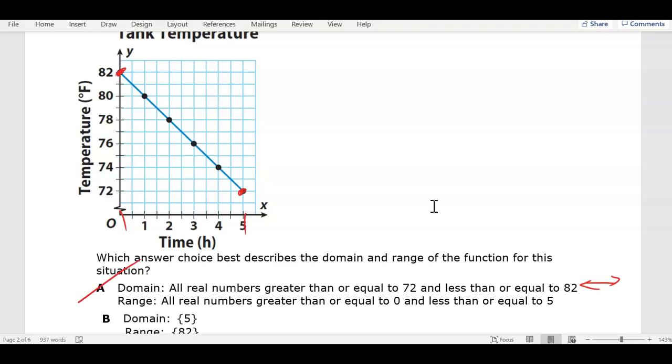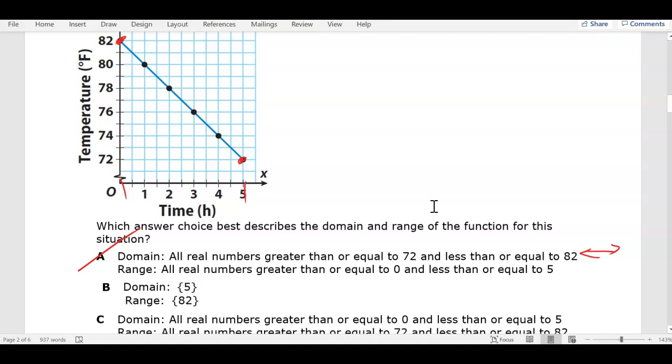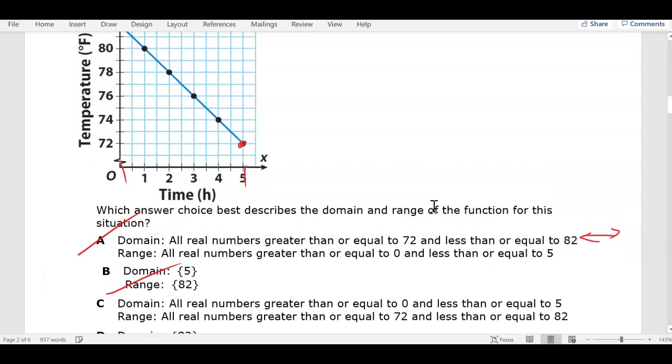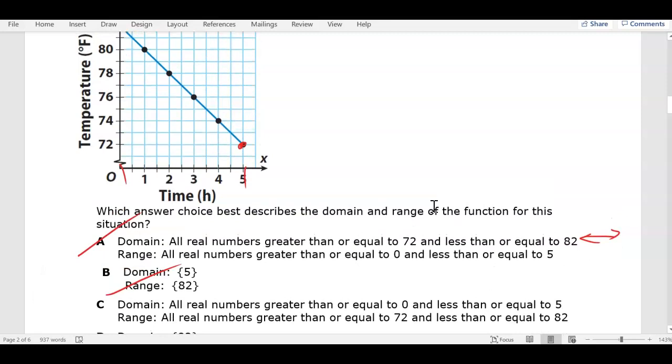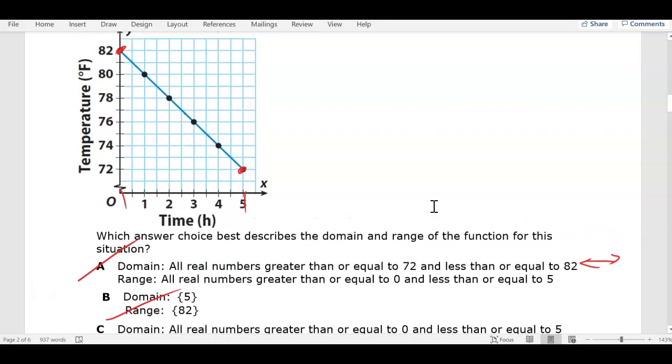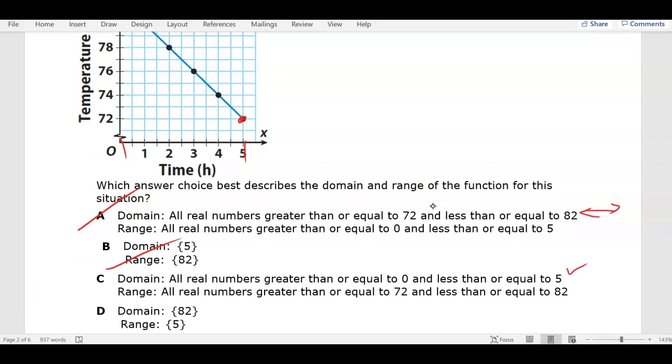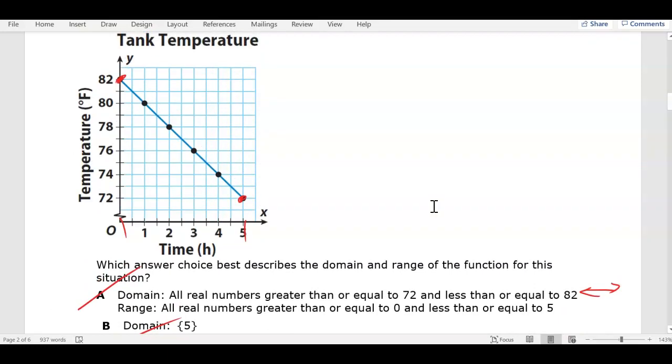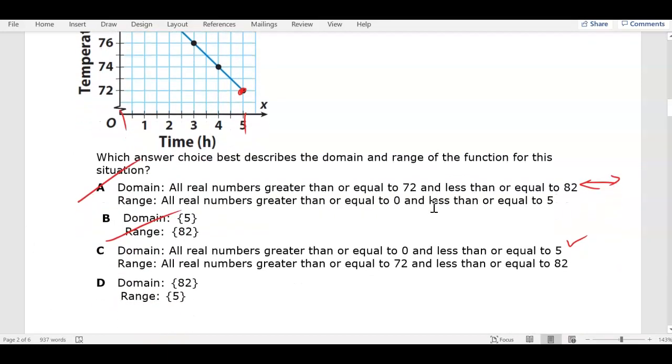Wrong. The domain is just 5 and the range is just 82? No, there's more points there. Domain is all the real numbers greater than or equal to 0, less than or equal to 5. 0 to 5 makes sense for the domain. And then the range is from 72 to 82, up and down. That makes sense too. I like C because the domain is not just 1 point and the range is not just 1 point.